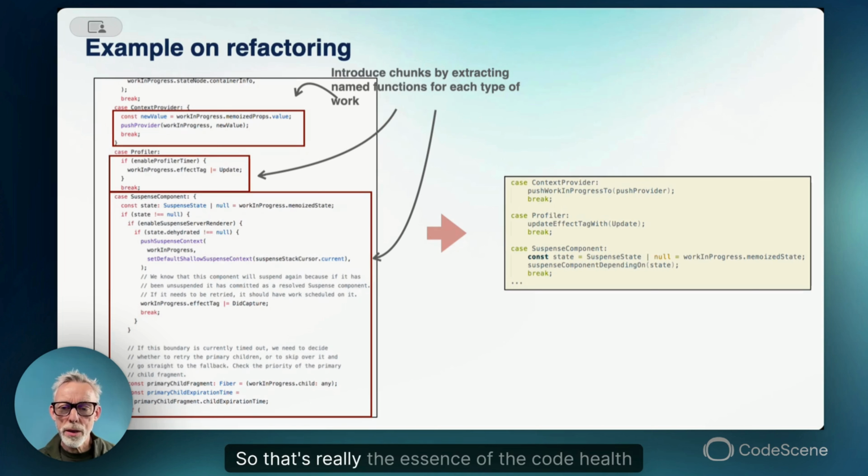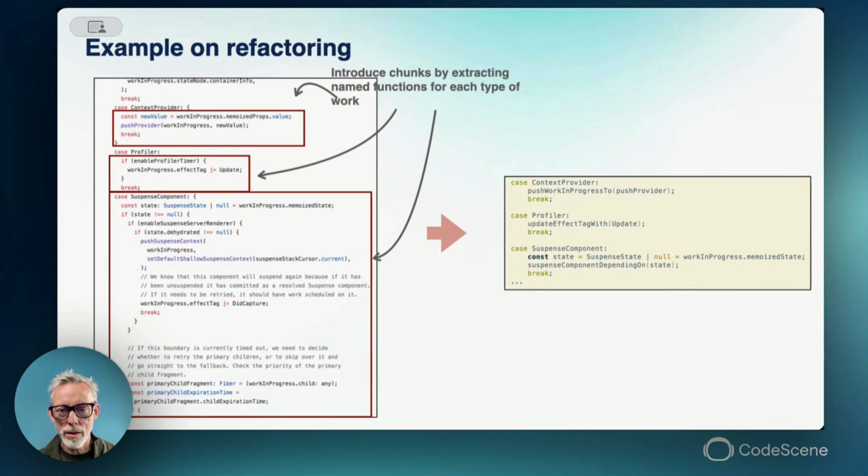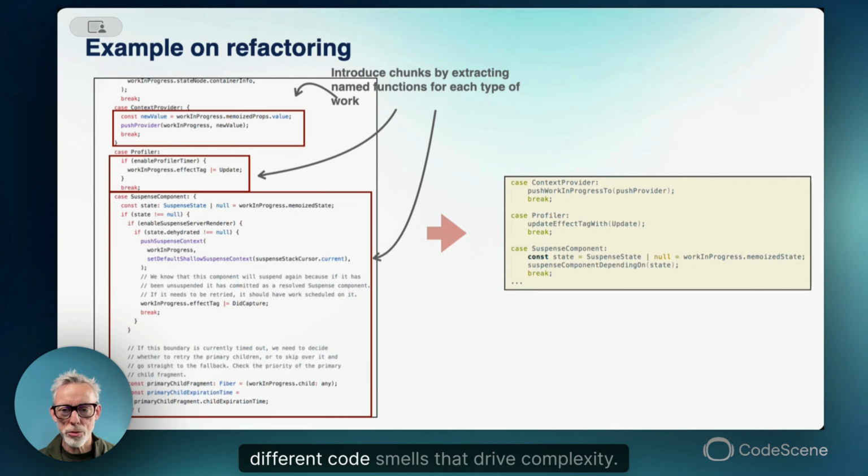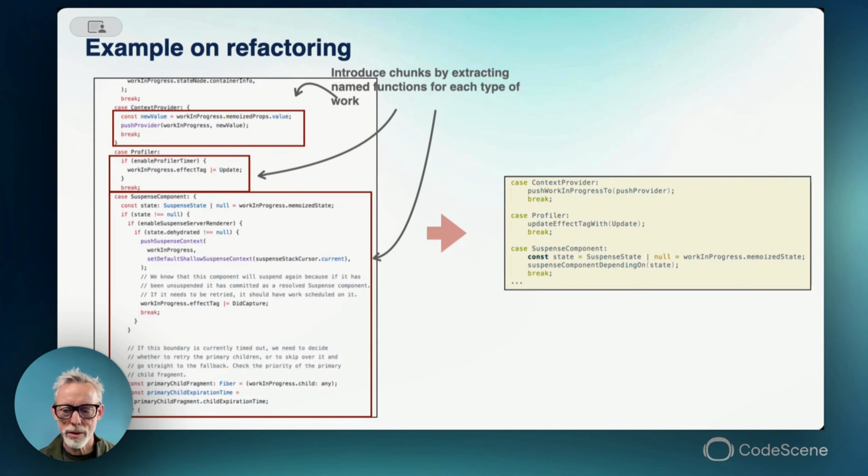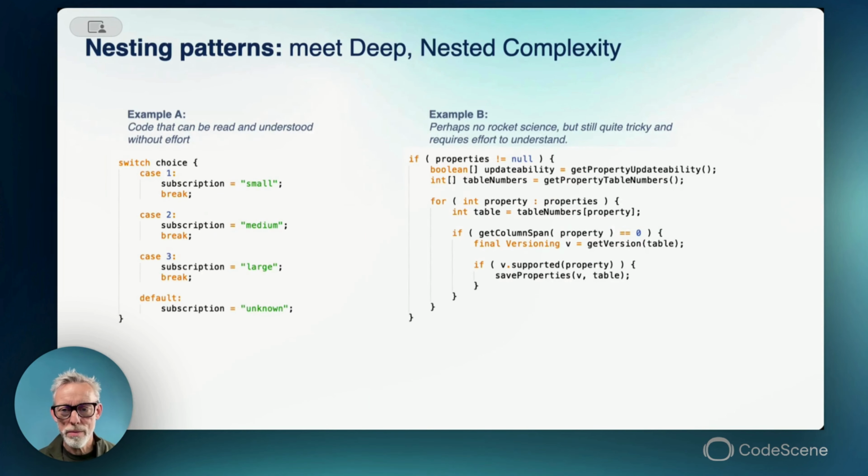So that's really the essence of the code health scoring, is to identify complex code like this. And to do that, we have several detectors to find different code smells that drive complexity. You may have heard about something called cyclomatic complexity. That's one of them. Would that by itself be enough? Well, let's look at an example.